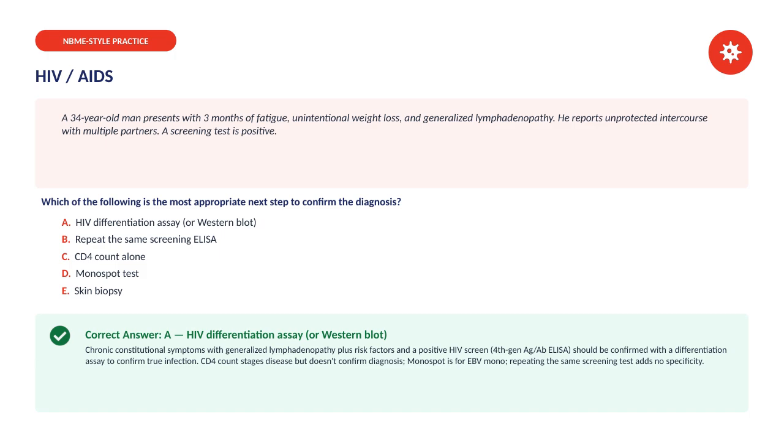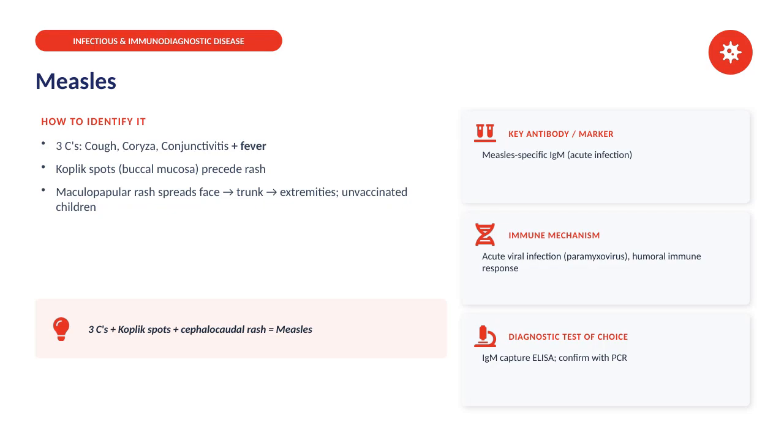CD4 counts are useful to assess the stage of disease and immune status, but do not confirm infection on their own. Tests like the monospot, which detects Epstein-Barr virus, or a skin biopsy, are unrelated in this context. Therefore, confirming HIV infection requires a specific differentiation assay after an initial positive screen before proceeding with staging or treatment decisions. Measles presents with the classic triad of cough, coryza, and conjunctivitis accompanied by fever.